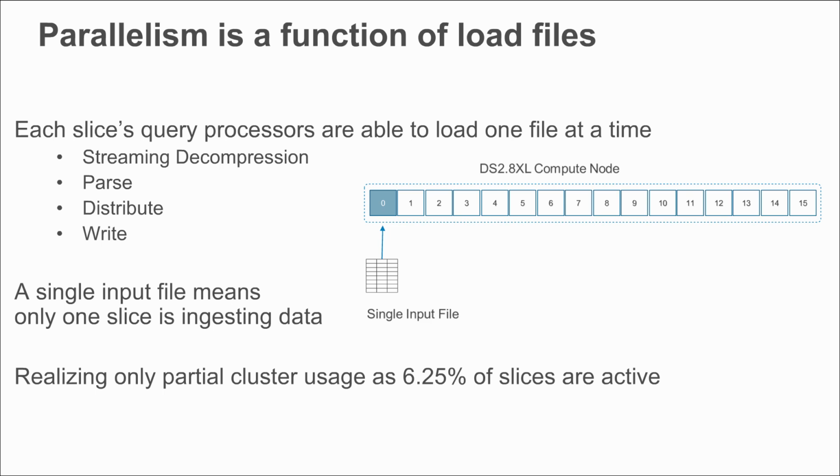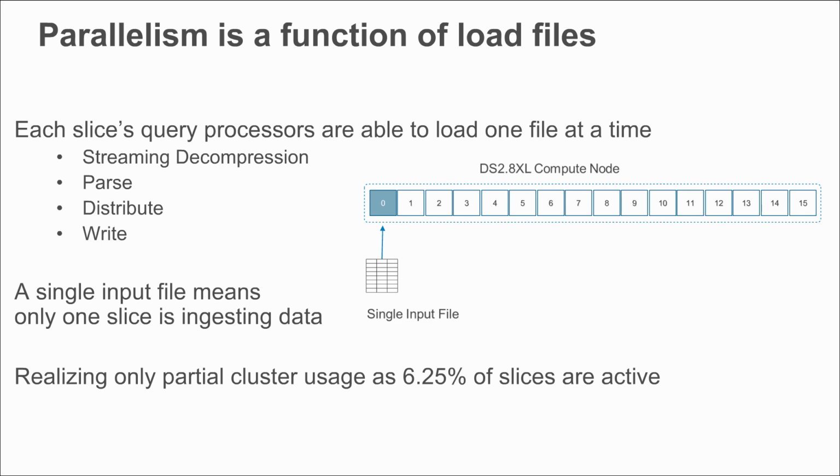During a load operation, a slice on a compute node is able to download a file from S3, and we begin a streaming decompression. We parse the data into typed data fields, distribute that data to other slices in the cluster, and finally write the data to disk. For a copy command, a single slice can perform this operation on a single file at any one time.